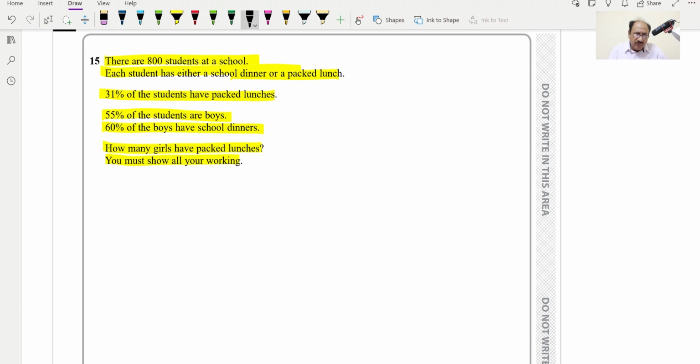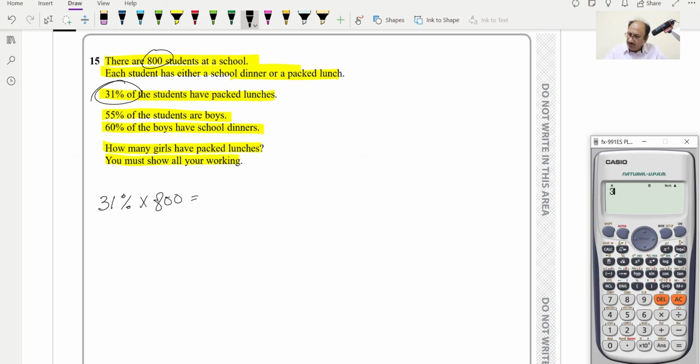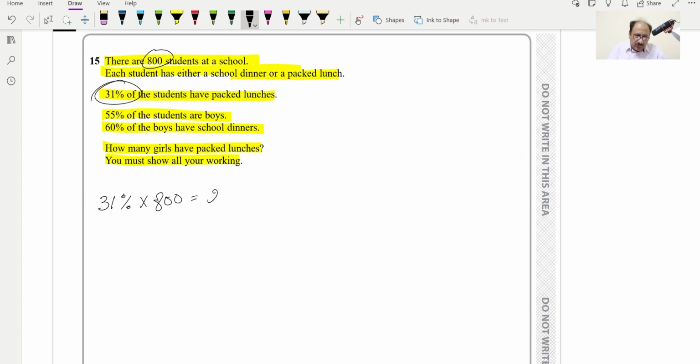So first of all, we can find 31% of 800 students. Those are having packed lunches. So we will write 31% of 800, and this will be equal to 248. So 248 will be the people who are having packed lunches. Then 55% of the students are boys.